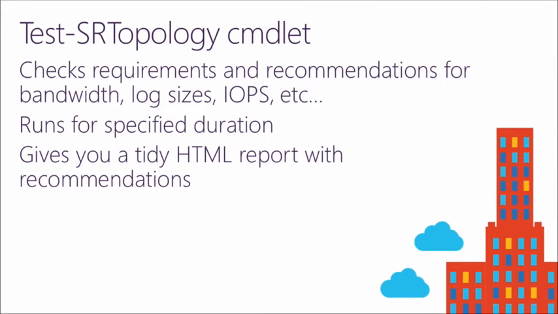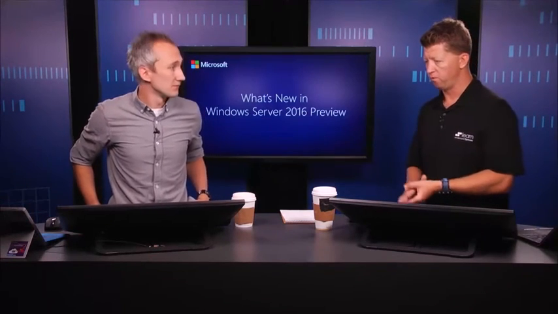If you do want to test your topology and check the requirements and recommendations, you can run the Test-SRTopology cmdlet, and it will give you a nice little HTML report with some recommendations. When you run this cmdlet, it's important you understand the workload you're going to be replicating, because you want to model that as much as you can. It gives you good recommendations on log size, throughput, IOPS, et cetera. And we will be publishing guidance on that as well. So we'll take a look at it real quick.